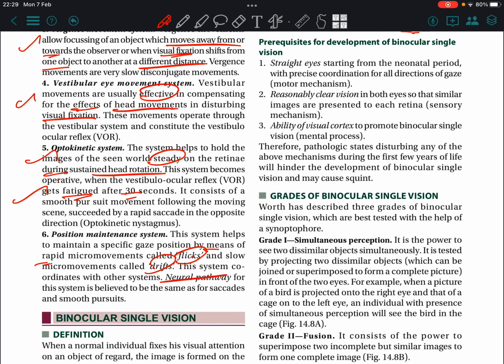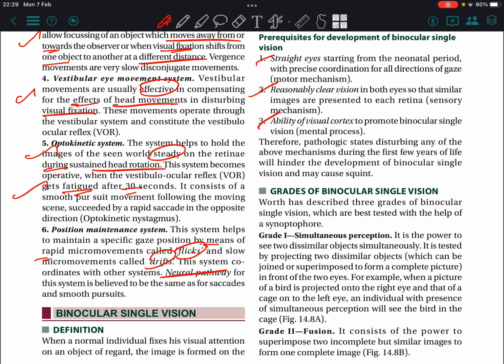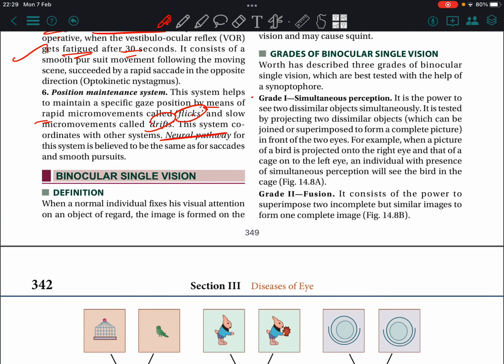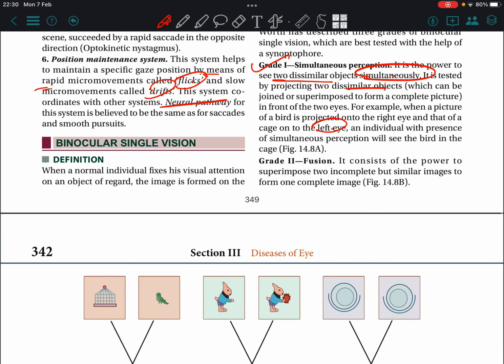Prerequisites for development of binocular single vision: straight eyes, reasonably clear vision, and ability of the visual cortex to promote binocular single vision. Grades of binocular single vision: grade 1, simultaneous perception. It is the power to see two dissimilar images simultaneously. It is tested by projecting two dissimilar images in front of the two eyes. For example, when a picture of a bird is projected in the right eye and that of a cage in the left eye, an individual with simultaneous perception will see the bird in the cage.